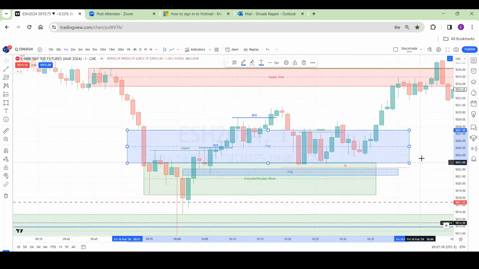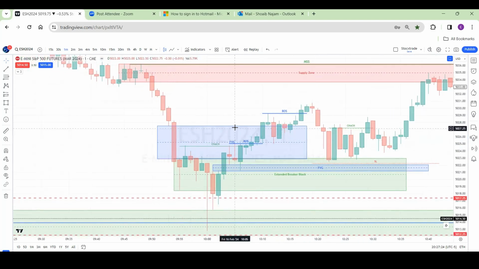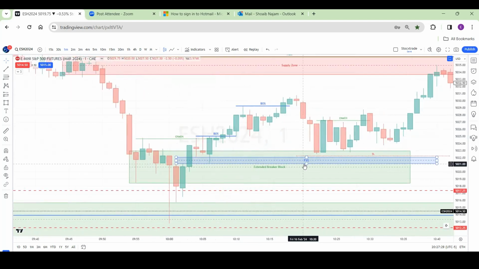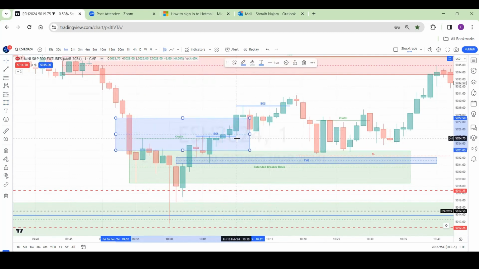Yeah, I have a very good question here. How is this one a fair value gap? Generally, we look for the fair value gap next to the supply zone or the demand zone, right? So this is also next to the supply zone. Any demand zone or supply zone is basically your potential area for the reversal. So it is the demand zone. The extended breaker block is the demand zone, and it is just beside the fair value gap. But this fair value gap is already filled.